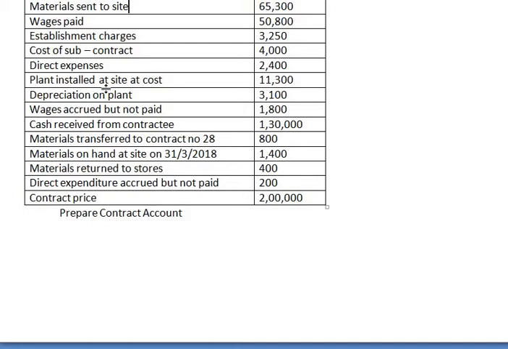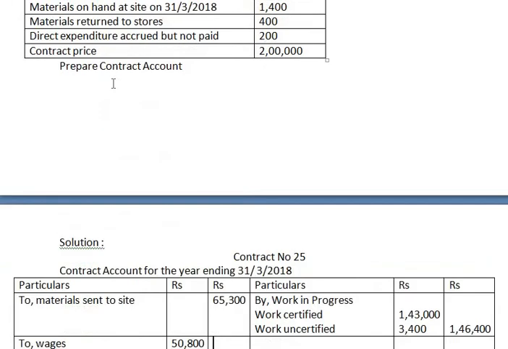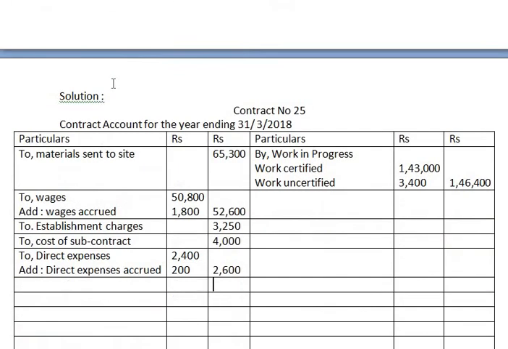Now next is plant installed at site at cost, 11,300. It is nothing but purchasing of plant, so again that should be shown on the debit side. To plant installed at site. There is no adjustment, so write the amount in the inner column itself, that is 11,300.